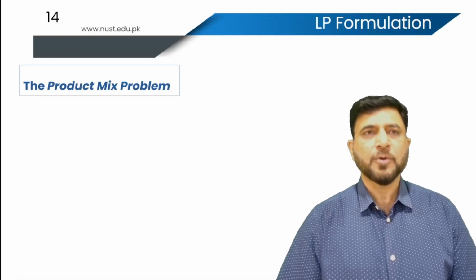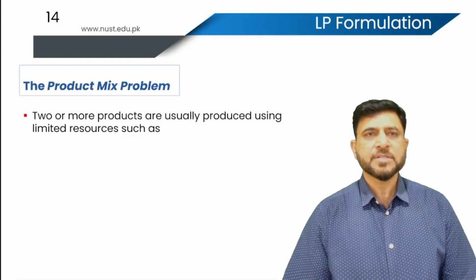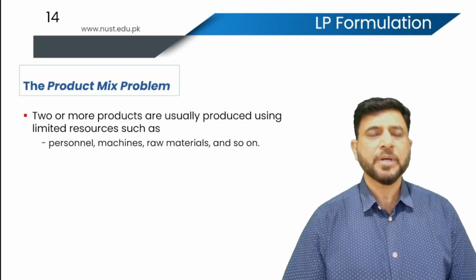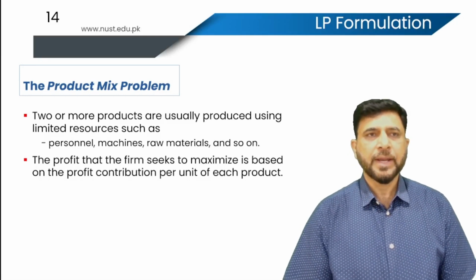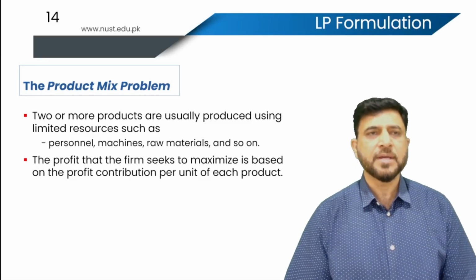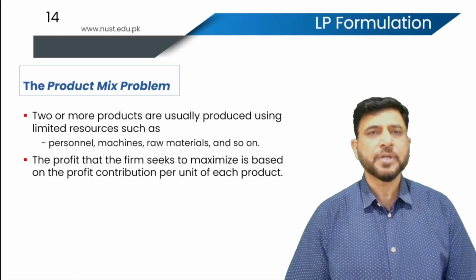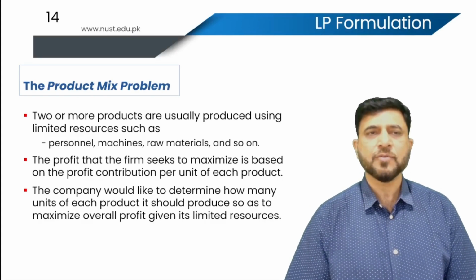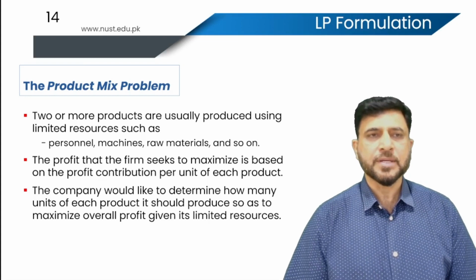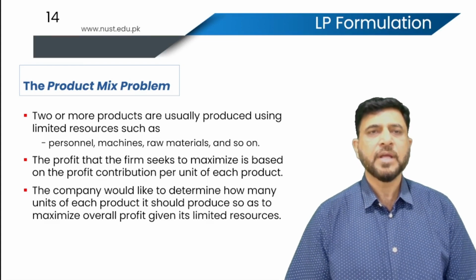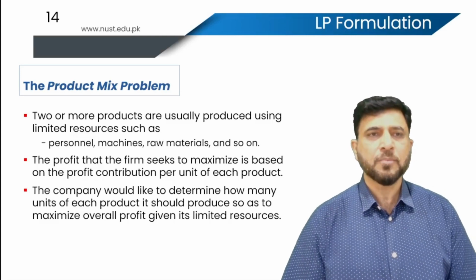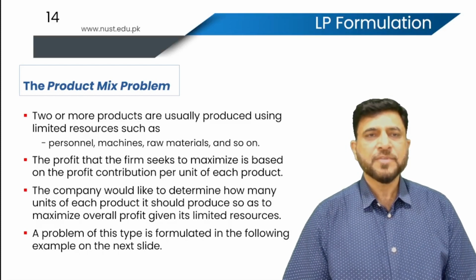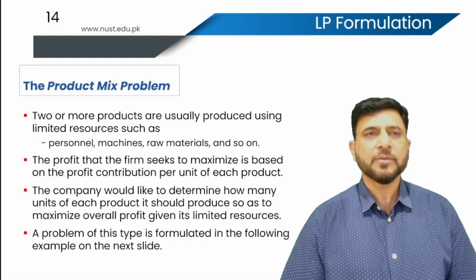Coming to a product mix problem. Two or more products are usually produced using limited resources such as personnel, machines, raw materials, etc. And the profit that the firm seeks to maximize is based on the profit contribution per unit of each product. The company would like to determine how many units of each product it should produce so as to maximize overall profit given its limited resources. This is a maximization problem where the company wants to maximize its profit. A problem of this type is formulated in the following example on the next slide.